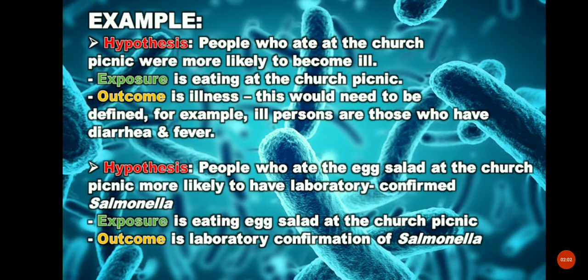For example, the hypothesis: people who ate at the church picnic were more likely to become ill. The exposure is eating at the church picnic, and the outcome is illness. This will need to be defined. For example, ill persons are those who have diarrhea and fever.